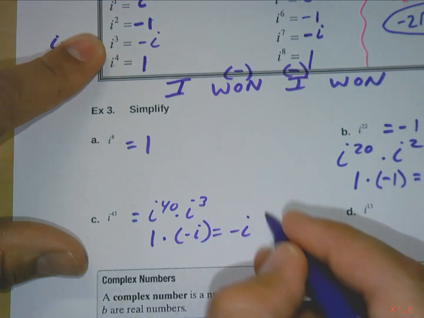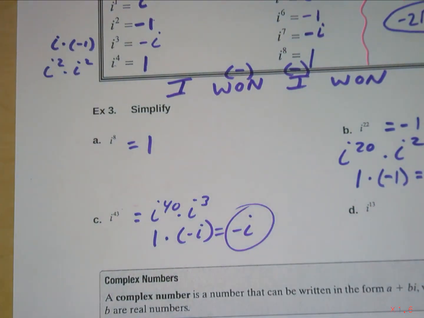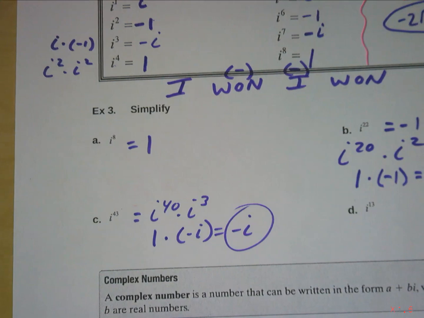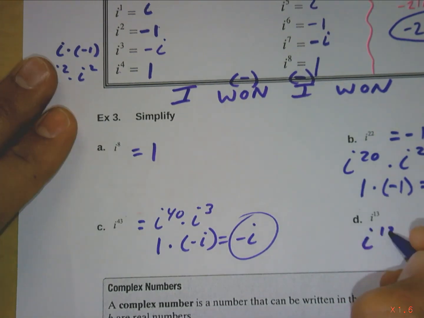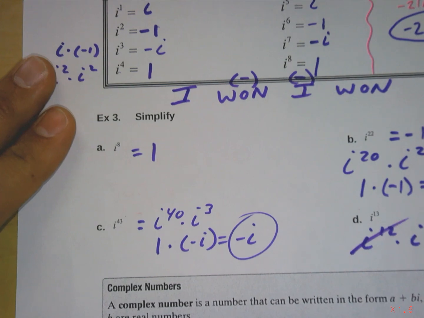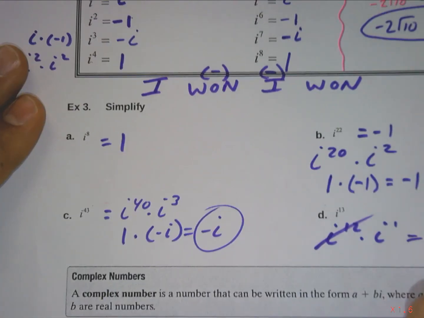So this is just a little repetitive thing over 4. Every 4, it starts repeating. 1, 2, 3, 4, 1, 2, 3, 4, keeps repeating. So what's i to the 13th? That's the same thing as i to the 12th times i to the 1st. i to the 12th just cancels and leaves you with just i to the 1st, or i.